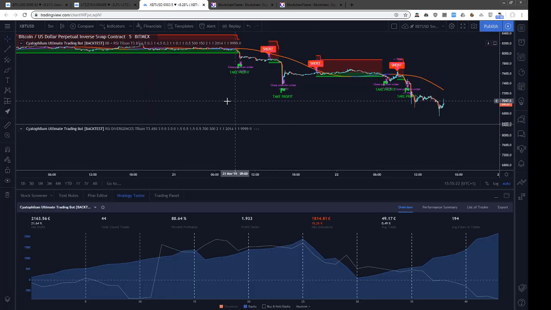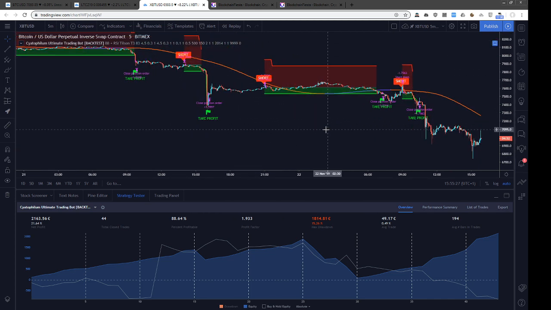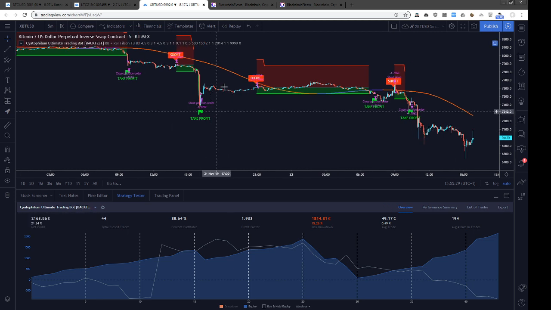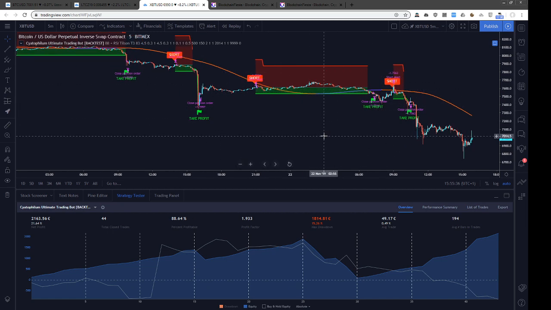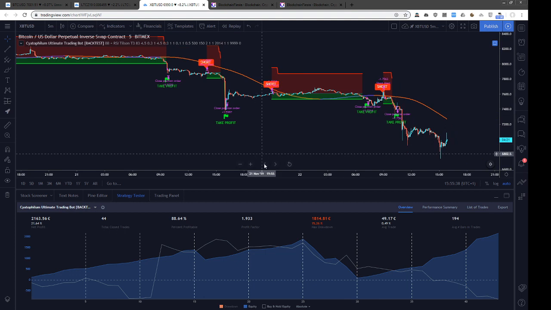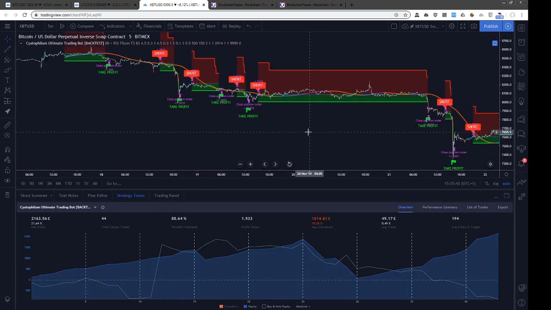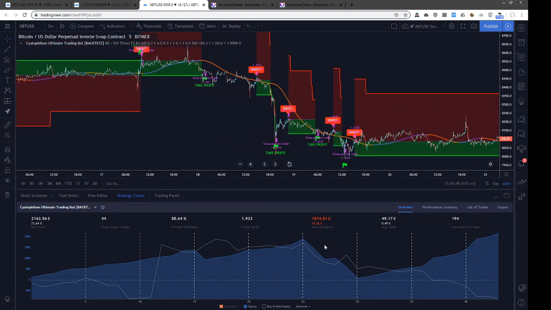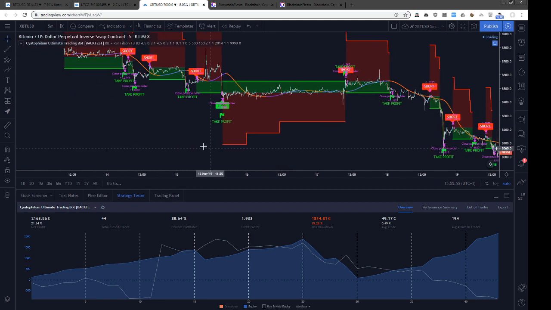So here we have several configurations. We have the first one, which is this one. We get some shorts that are successful. As you can see, the backtest is increasing in net profit. One thing I don't like about 5 minutes is that we can see that we have some drawdown here. Even with the trailing stop loss, we can still get some drawdown.